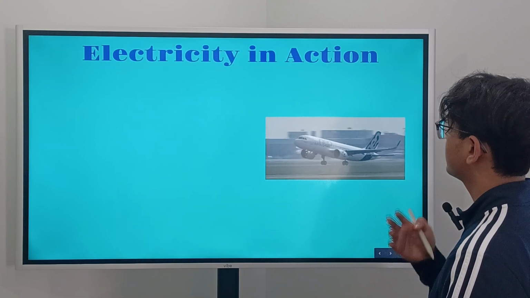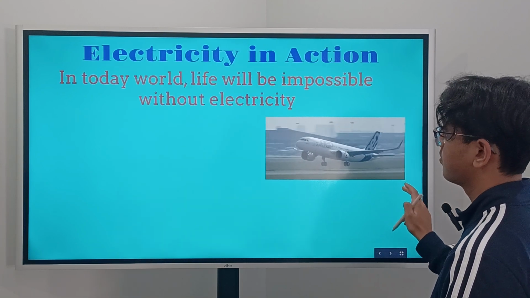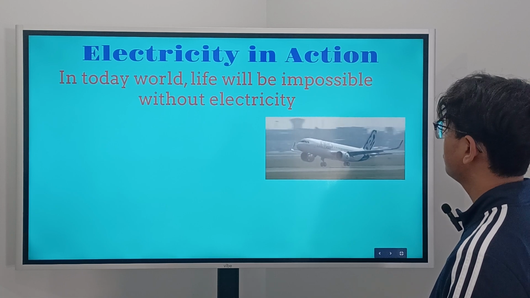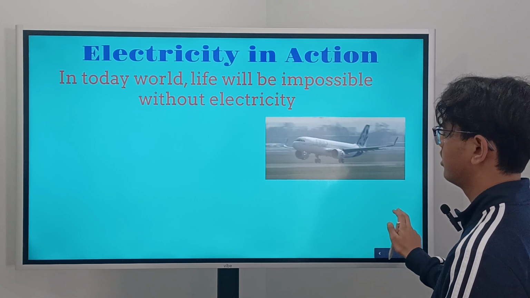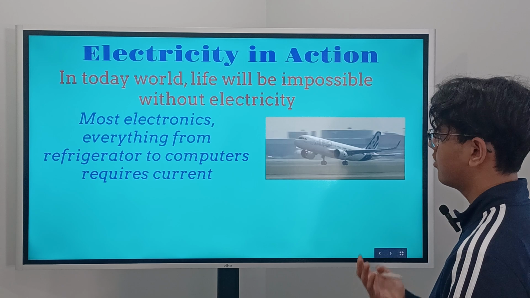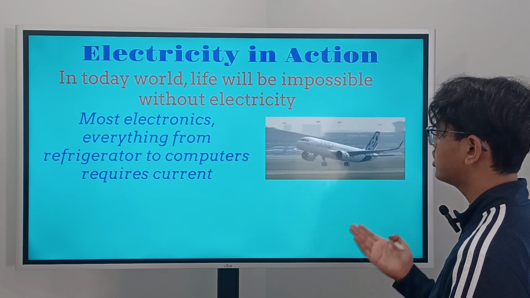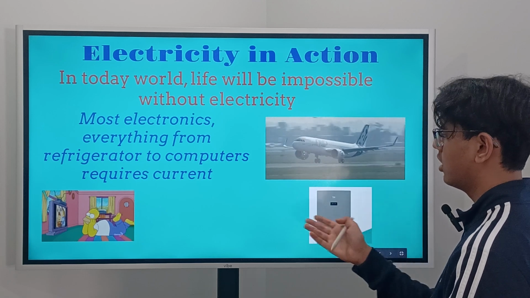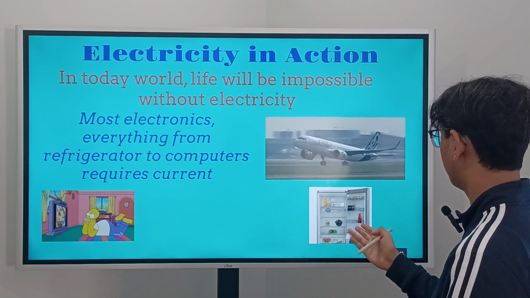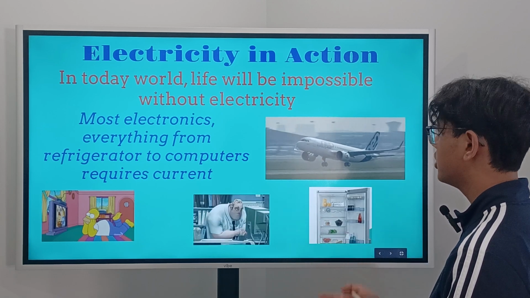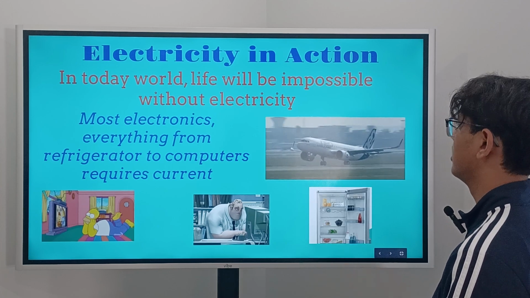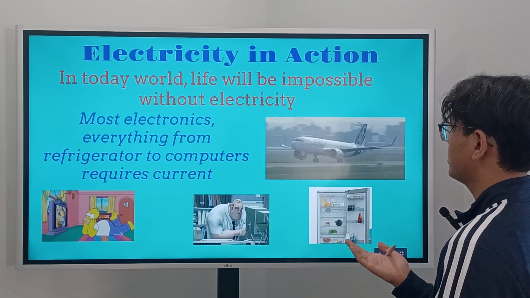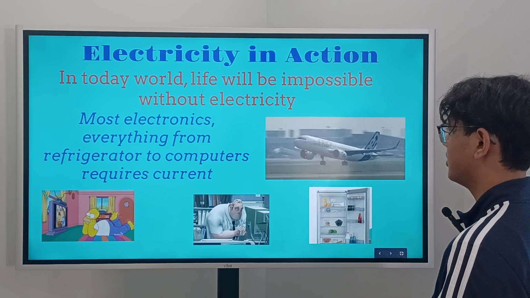So first of all, electricity in action. In today's world, life would be impossible without electricity. Most electronics, everything from refrigerators to computers, requires current. For example, a plane needs electricity to run, our TVs need electricity to run, our fridges need it, and computers, and mostly everything needs electricity. So basically today, without electricity, our life would almost be impossible to live.